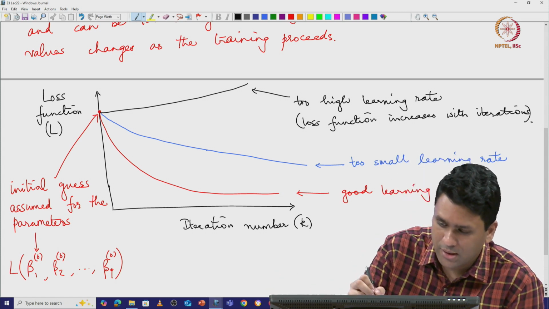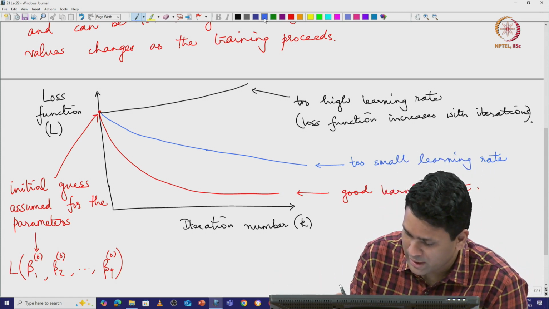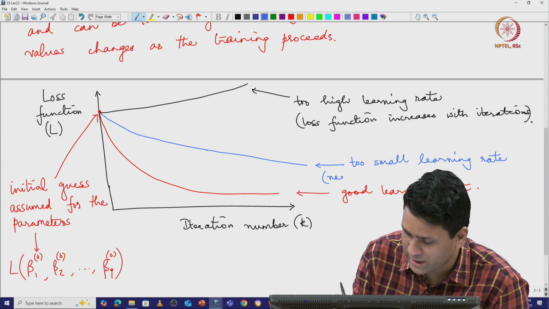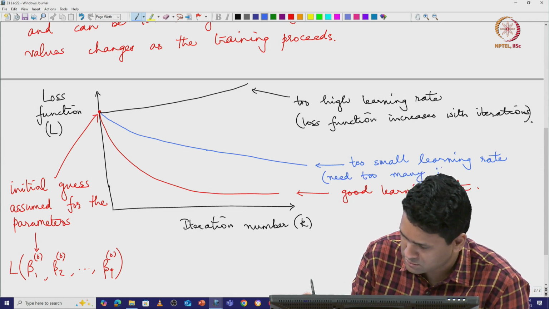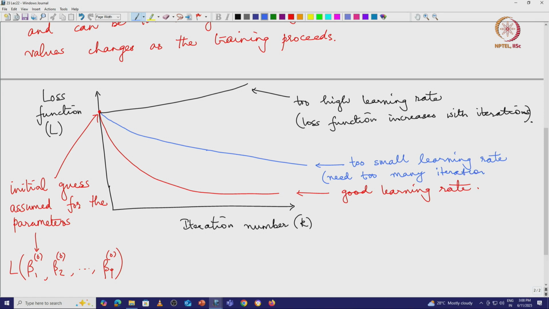When the learning rate is too small, then you need too many iterations, and when you are having a good learning rate, then the model converges in a reasonable number of iterations.